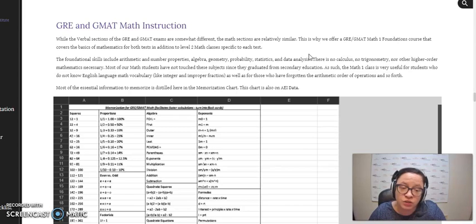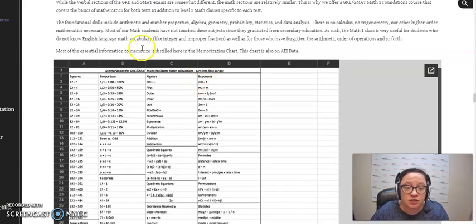Most of our math students have not touched these subjects since they graduated from secondary education. As such, the Math 1 class is very useful for students who do not know English language math vocabulary, like integer and improper fraction, as well as those who've forgotten things like the arithmetic order of operations and so forth. Most of the essential information to memorize is distilled here in the memorization chart.